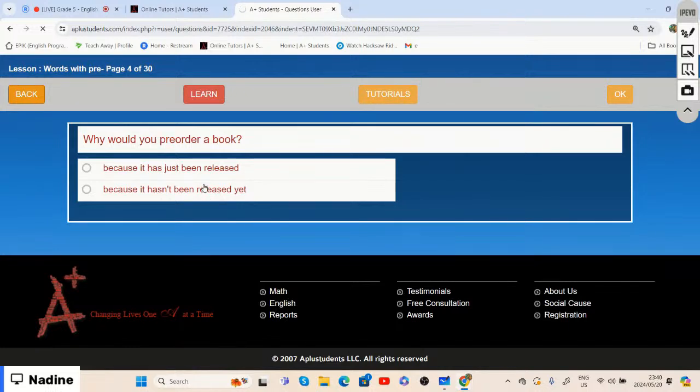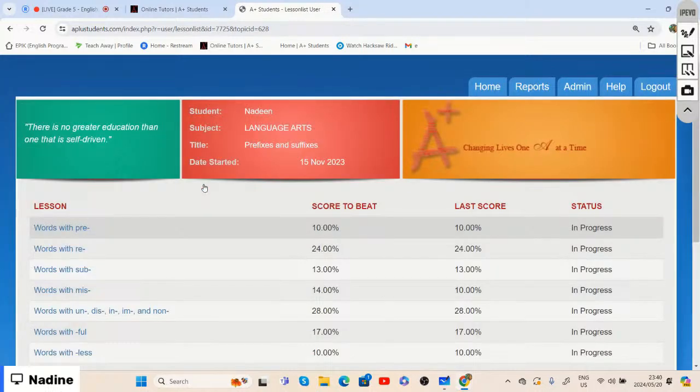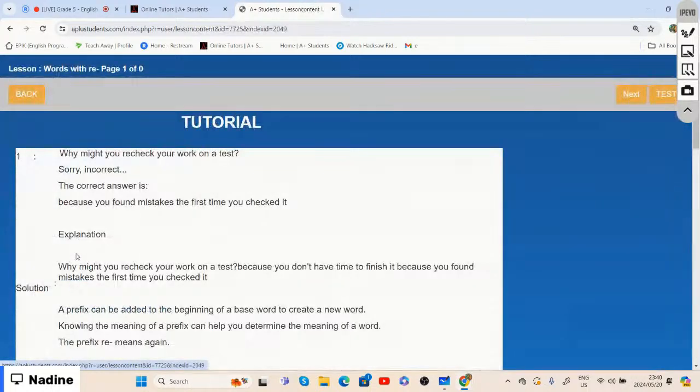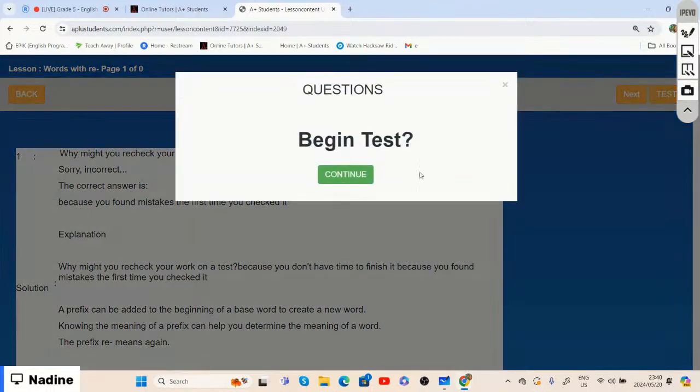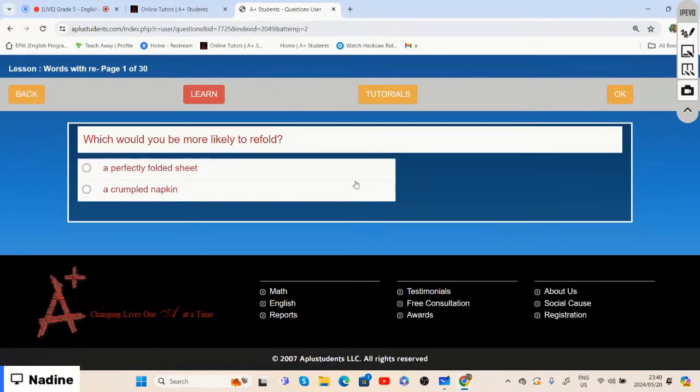Now we're going on to the next one, which is going to be words with re, right? And remember, we said re means again. And if we go to our test, it says, which would you be more likely to refold? It's like folding it again. Because remember, re means again. So which would you be more likely to refold?